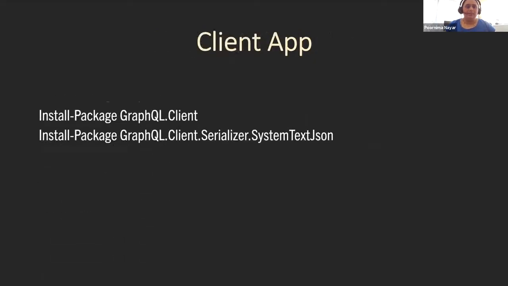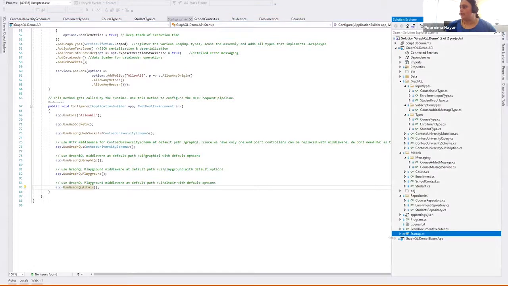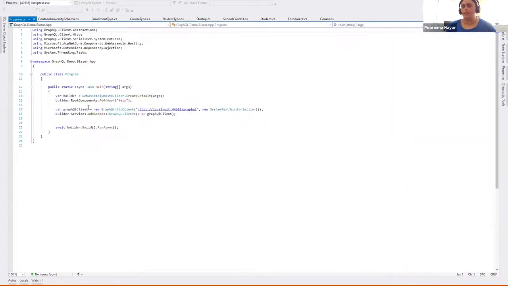That's on the server side. On the client side, I have a Blazor WebAssembly-based app with these two packages, the GraphQL client and the serializer for System.Text.Json. I need a little bit of setup code here in Program.cs. I need to create a GraphQL HTTP client, passing in the endpoint and passing an instance of my serializer. And I need to register my GraphQL client. After this, the GraphQL client will be available for me to inject in my Blazor components and use for querying data or mutating or inserting data.